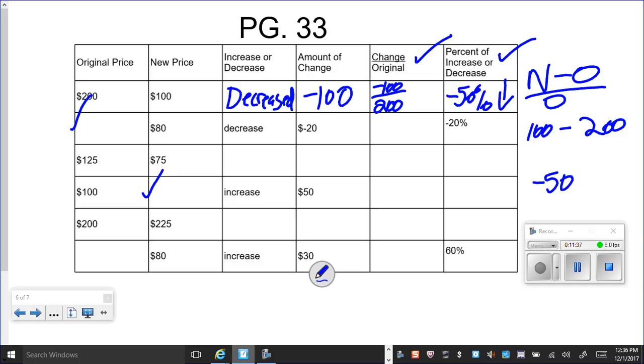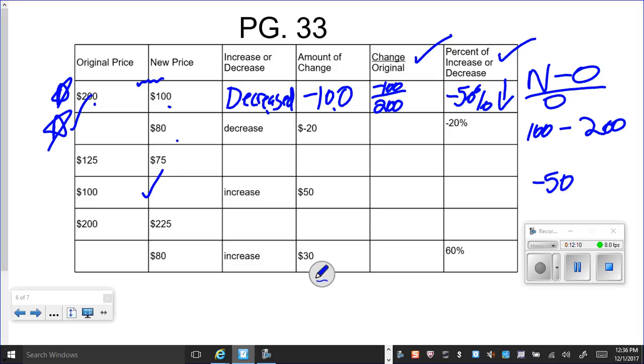Now over here, let's go to the second one. We did one, right? And we're going to do this one here. We're going to have to figure out what the original price is. So to do that, we're going to have to analyze the chart. We don't know what the original price is, but we do know the new price is 80. And we do know that if we read our first line here, 200 decreased by 100 to give us 100. So we're going to kind of read that backwards.